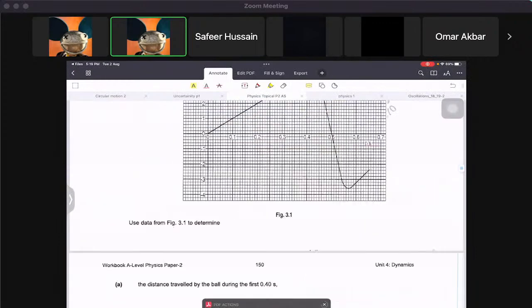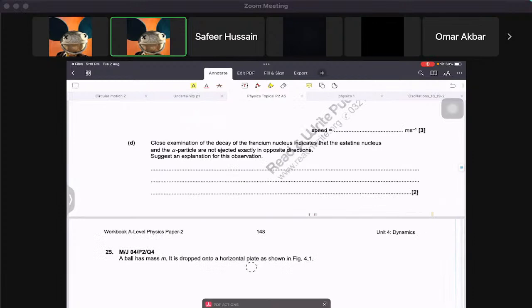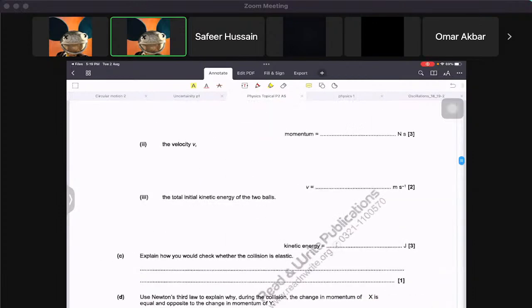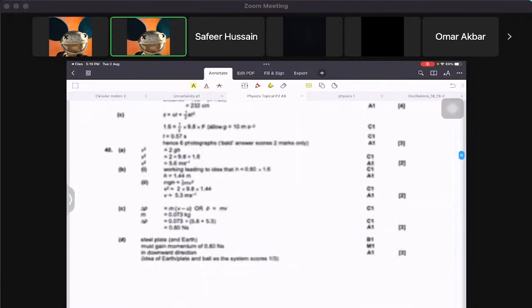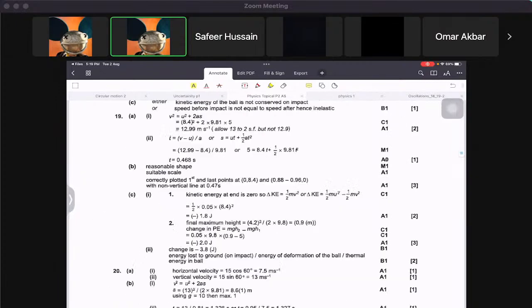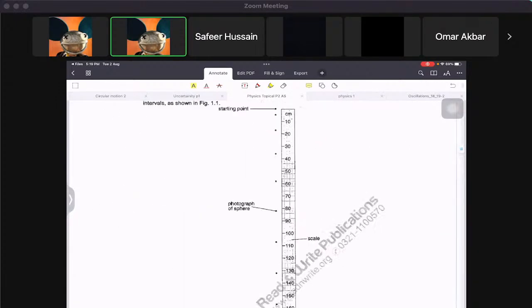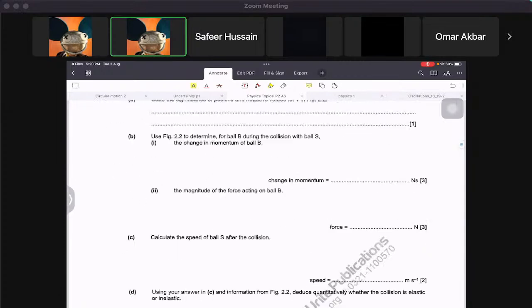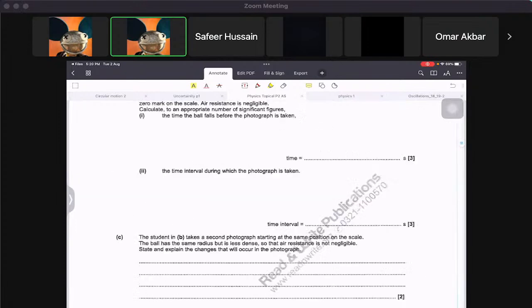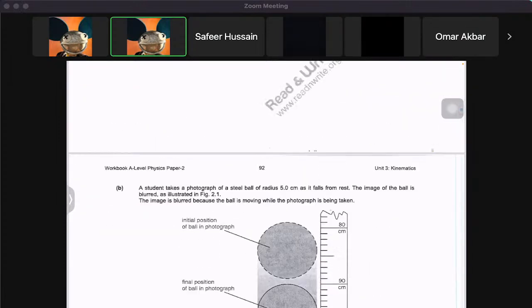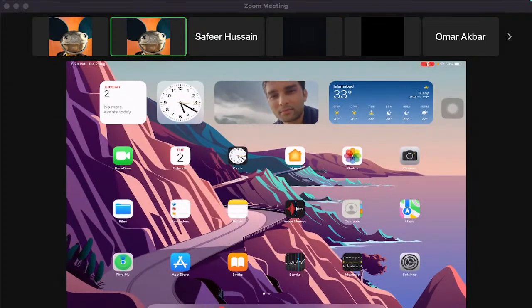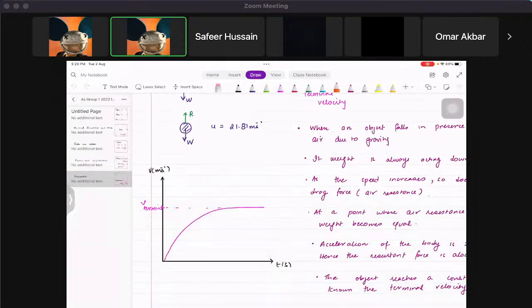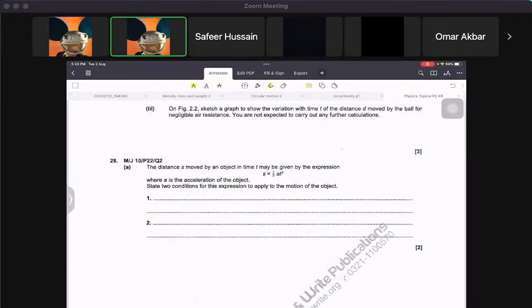I hope that question is here. Oh yeah, this one. For this question, for the reference, you can look at this paper, May June 10, paper 2 question 2. Just if you want to really solve this.